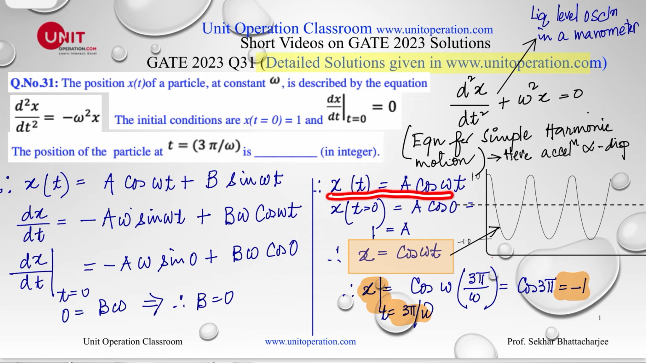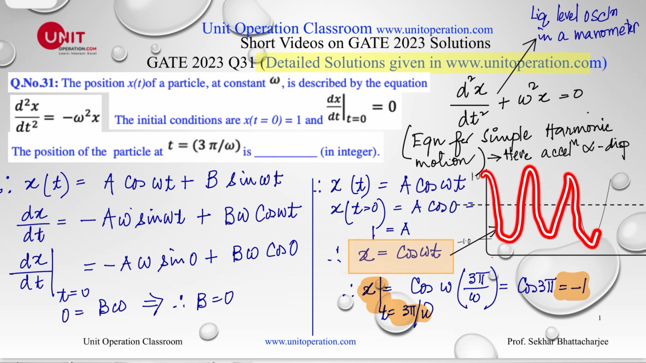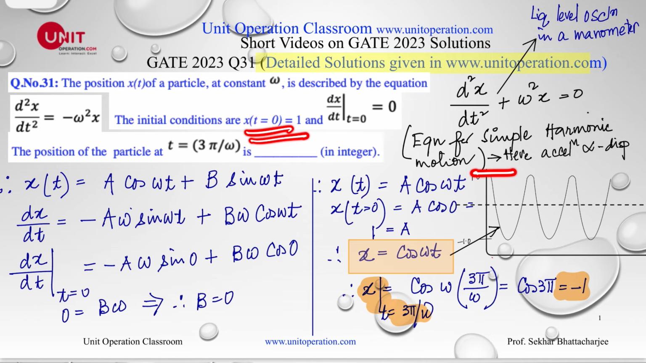So it simplifies into a cos omega t. Now we apply the initial condition that x at t equal to 0 is a cosine 0, which is equal to 1. So a is equal to 1. So the solution is x equal to cosine omega t. That's a sinusoidal function, as you can see here, where this is x and this is t. As you can see, the initial value is equal to 1, and the slope at t equal to 0 is 0.